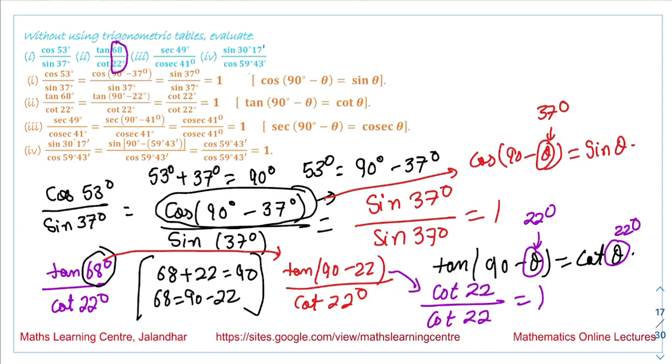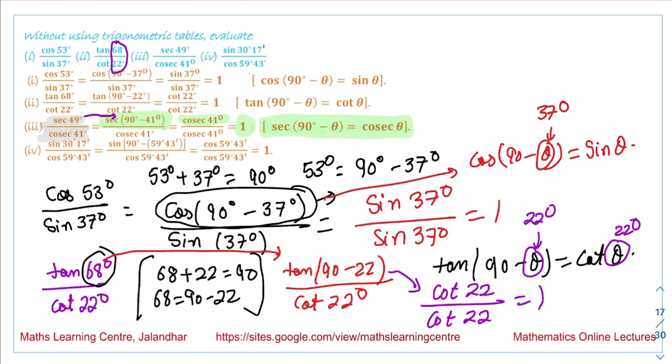Similarly, in the next case, we have secant 49 over cosecant 41. We can write secant 49 as secant of 90 minus 41. The formula we have is secant of 90 degrees minus theta is equal to cosecant theta. So the final answer we get again is 1.